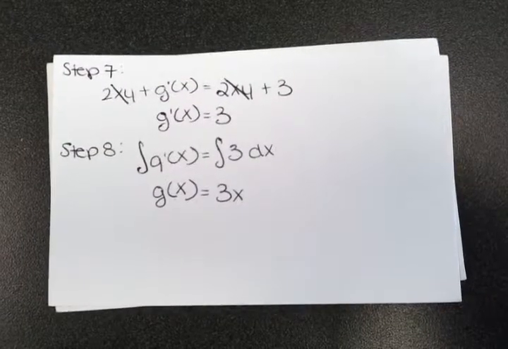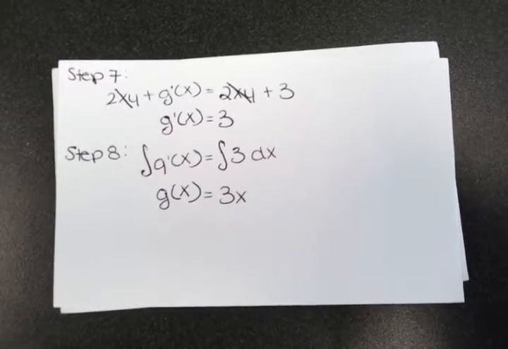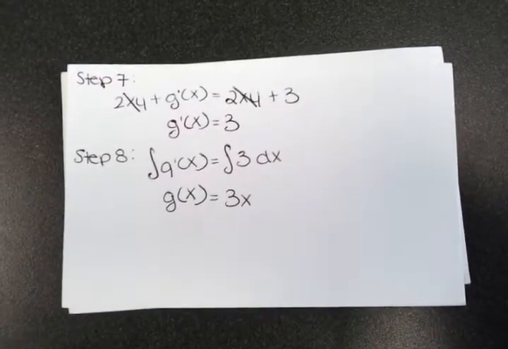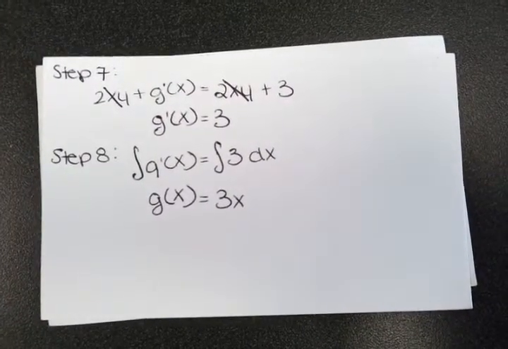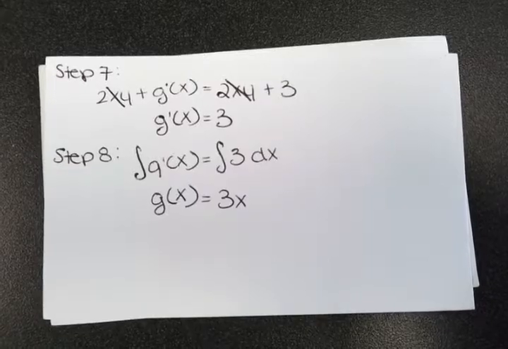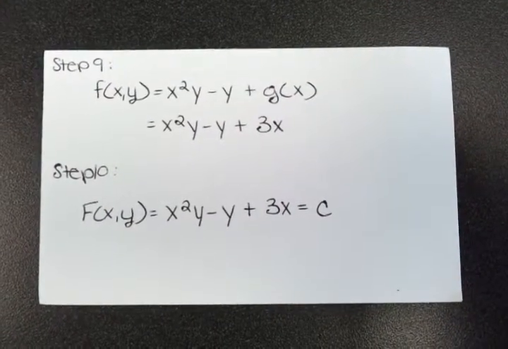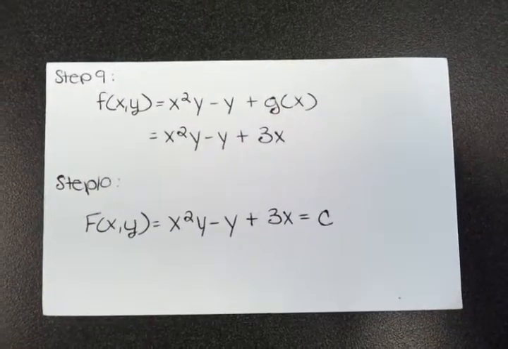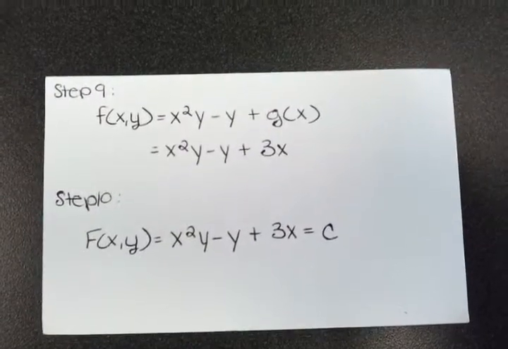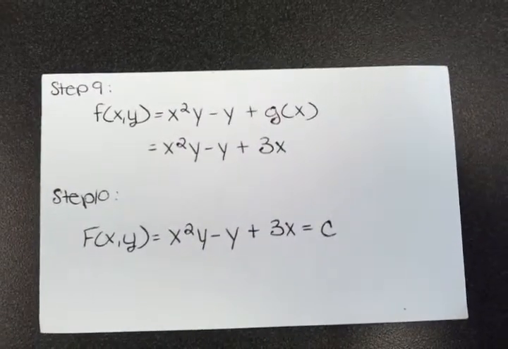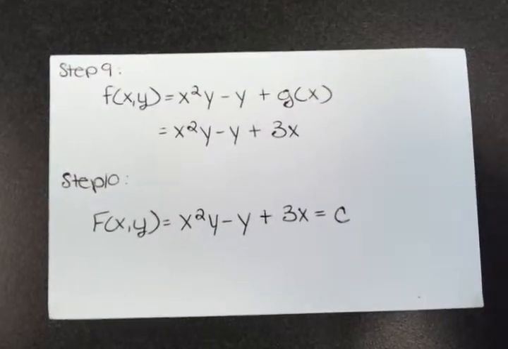You will now cancel out all the like terms, which will leave you with g prime of x equals 3. Now that you have your value for g prime of x, you will integrate it. Finally, once you have integrated the problem, you will take the equation we added the g of x to and substitute in the value for g of x. Your solution should be equal to f(x,y) as well as c.